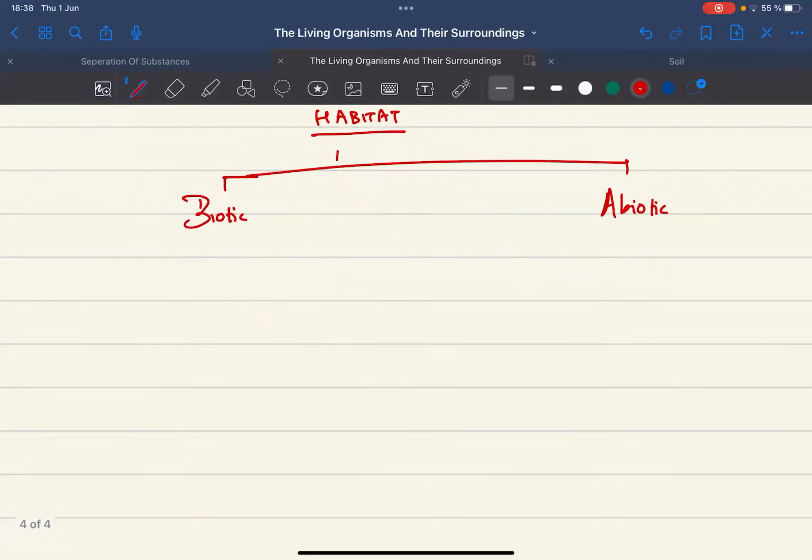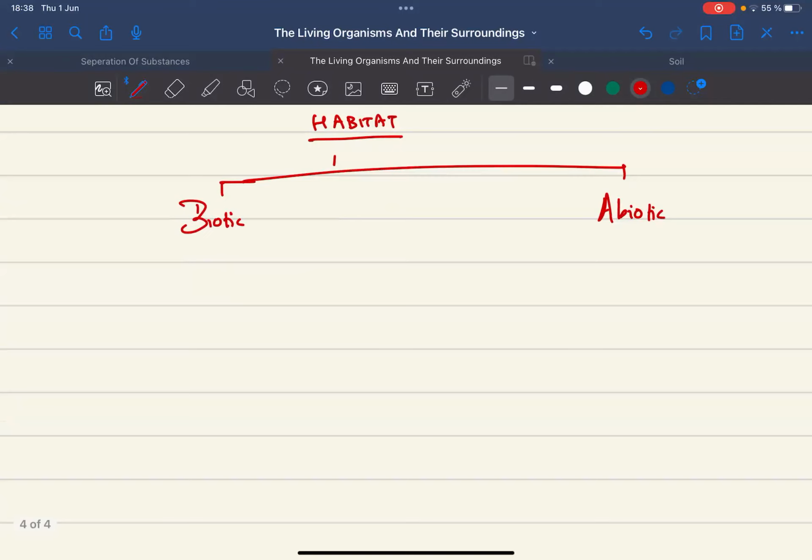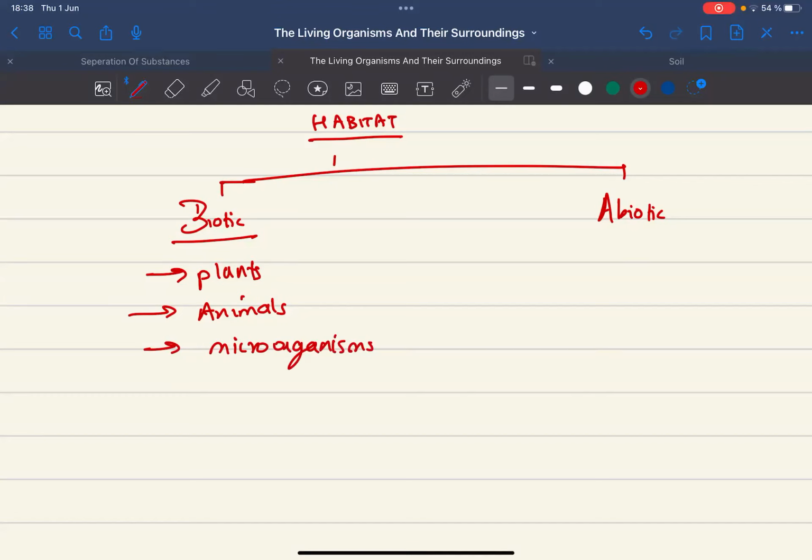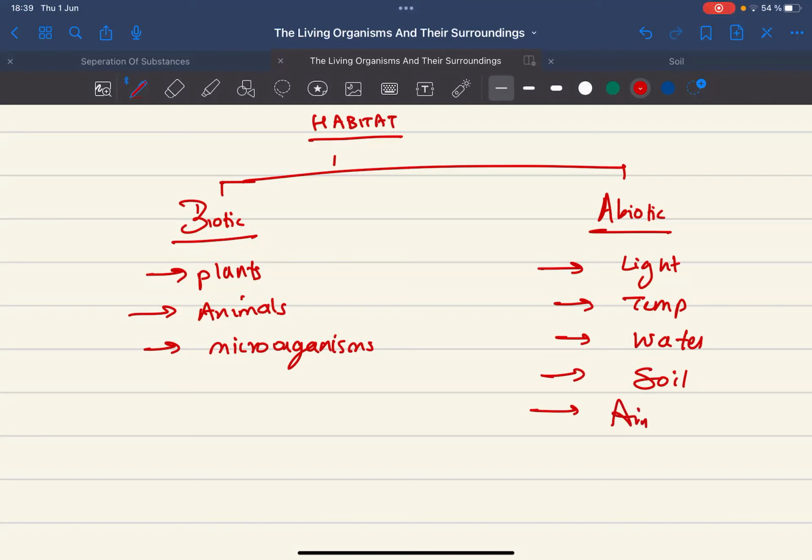Abiotic. So in biotic, you have three main organisms. One is plants, the other one is animals, and the other one is microorganisms, that is small and not visible to the naked eye. On abiotic, you mainly have light, temperature, water, land, that is soil, and air. These are the important components.